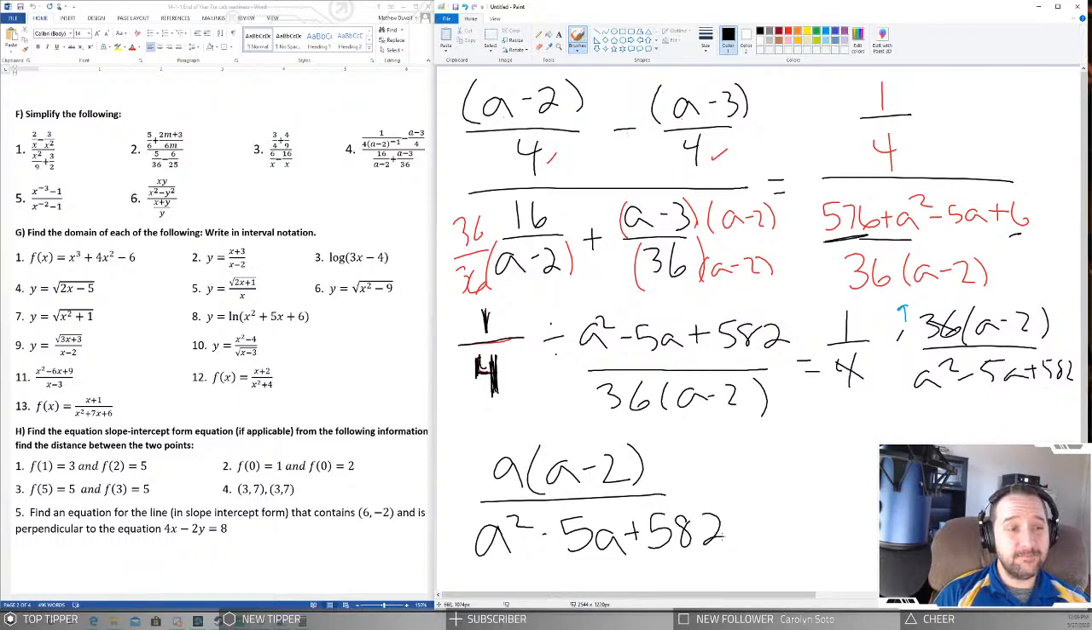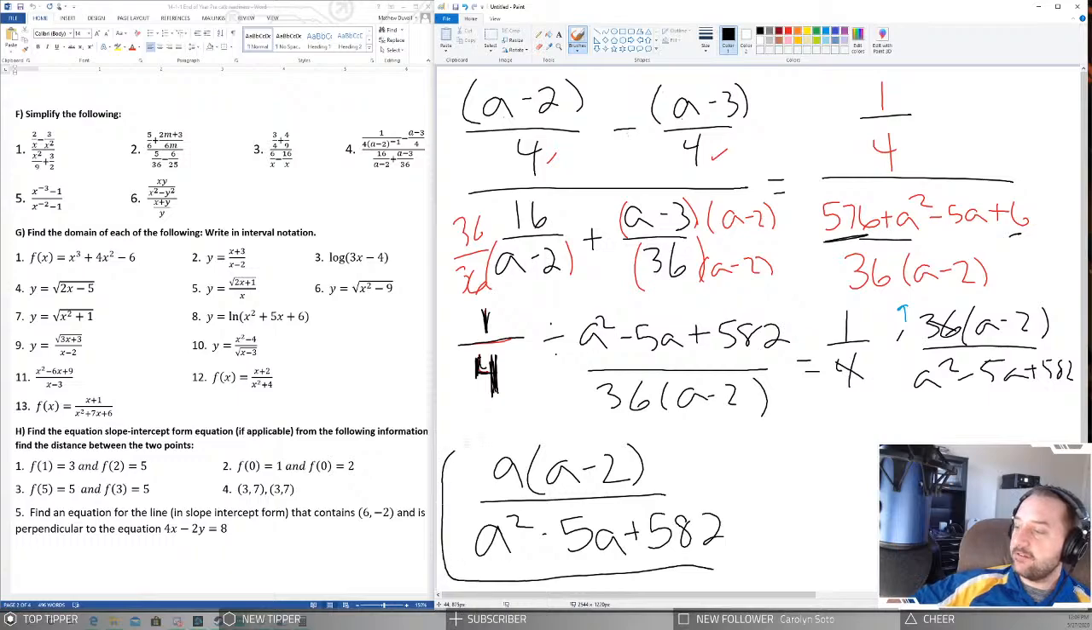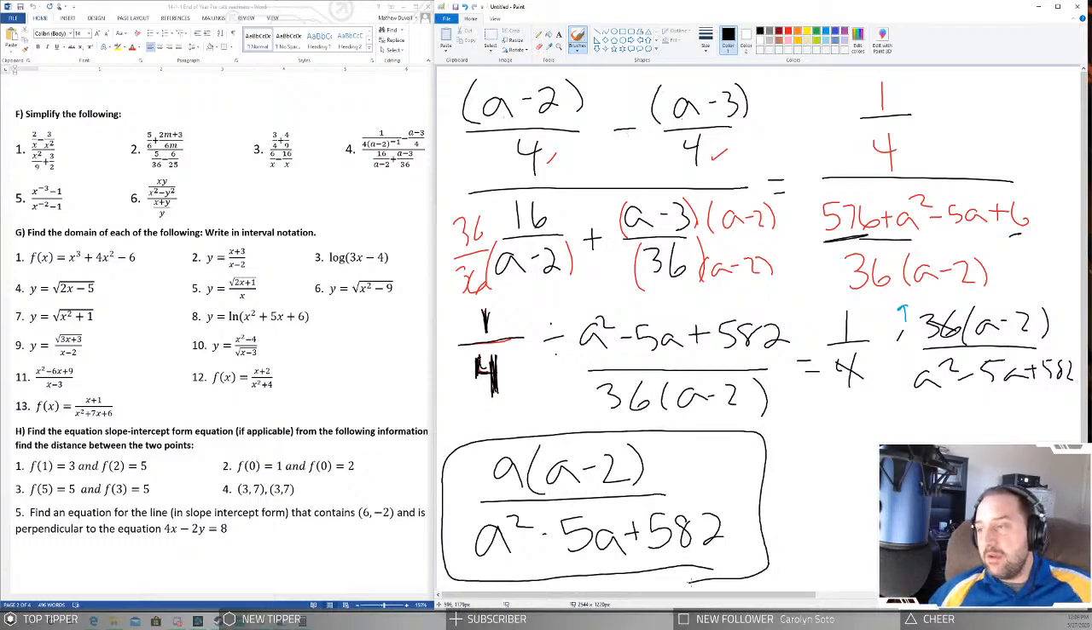It could factor, but it's not going to reduce with a, and it's not going to reduce with a minus 2. So it's kind of moot. Because if it were to break into a minus 2, 2 times 582, or 2 times what gives me 582 to add to negative 5? Doesn't work out. So it's kind of moot to try and factor that, because I already know nothing's going to be able to reduce. And so that's going to be my answer.